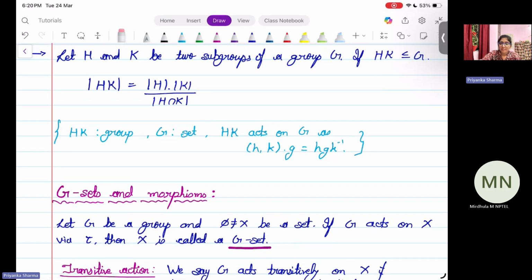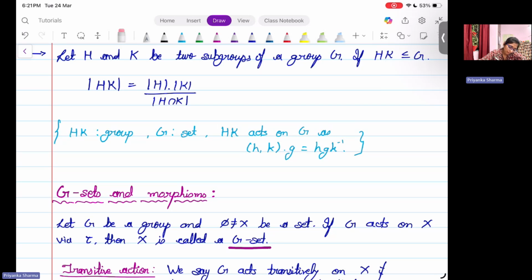So actually this HK is a group and we need a set. So this time we suppose that the group G, for which H and K are subgroups, is the non-empty set. So we want to define a group action. So we need two things, a group and a set. So HK is a group and G is a set. And now we suppose that this group HK is acting on a non-empty set, that is the group G, via the group action.